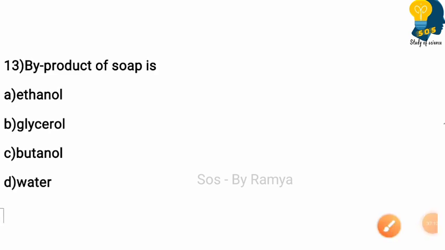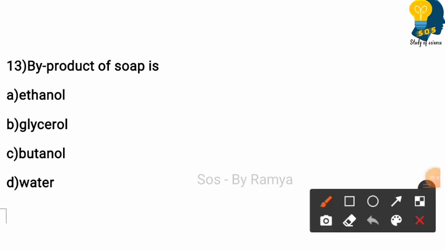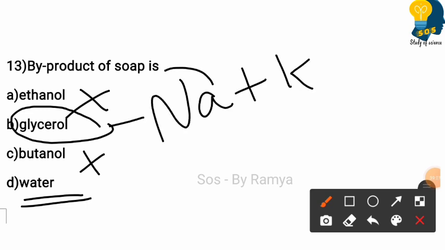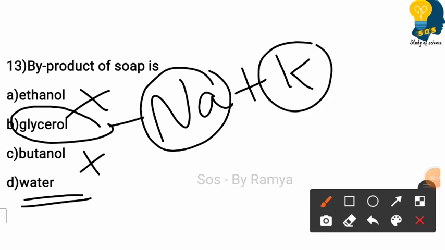Question number 13. Byproduct of soap is: the options are ethanol, glycerol, butanol, and water. Here we cannot take ethanol as the answer because ethanol is not a byproduct of soap. Butanol is also not a byproduct of soap. Of course water may form, but here the byproduct of soap is glycerol. Why? Because soap is nothing but the sodium or potassium salts of fatty acids.